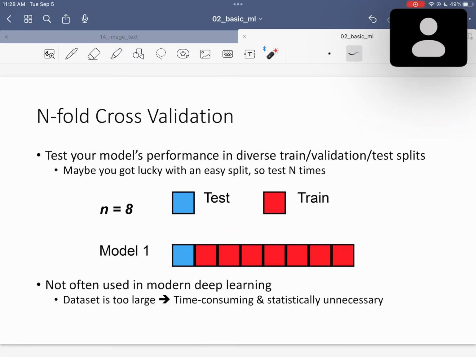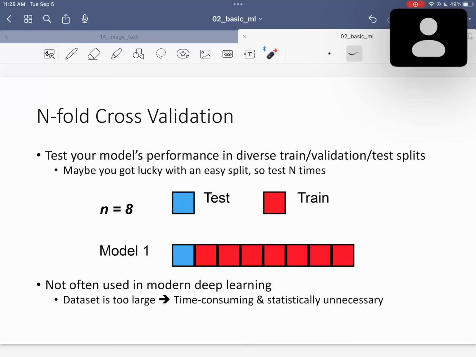So you train your model on this and then test on this. Next time you train your model on this and then test on this. So that would be fold 2. Fold 3 is you train your model on this and then test on this, and then repeat and repeat, rinse and repeat. So you do it 8 times.